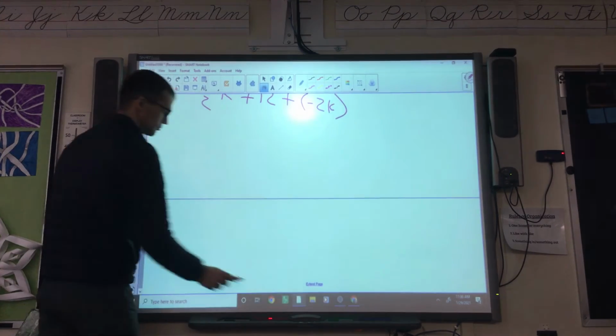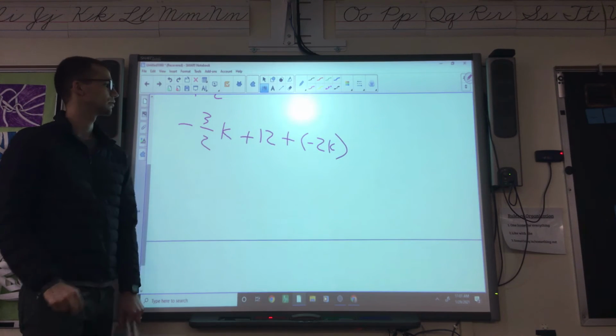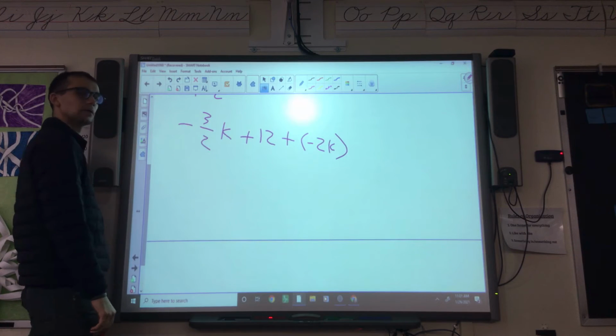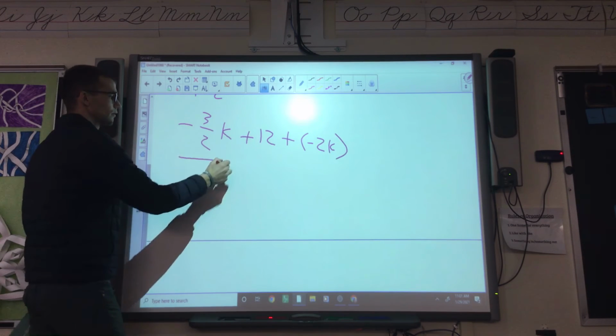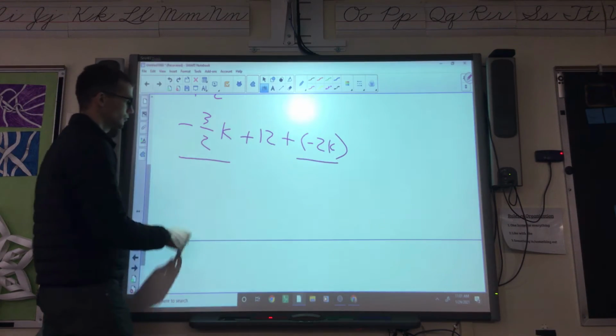Now what do we do? Now you add negative 3 halves k plus the negative 2k.